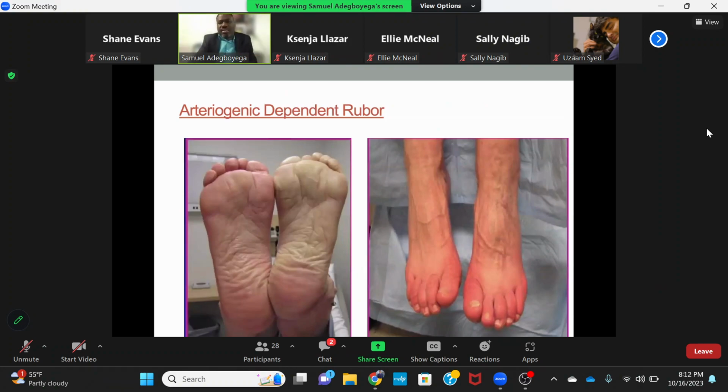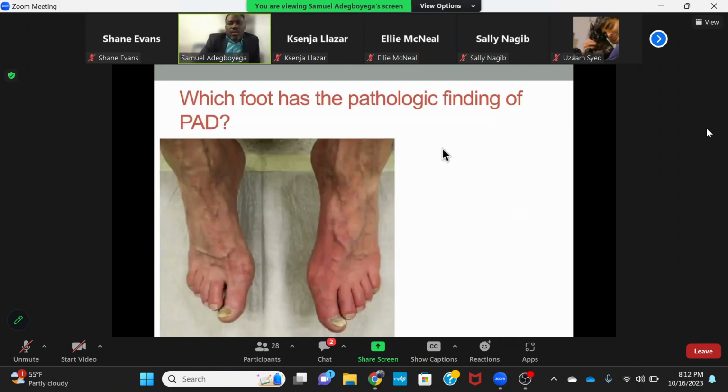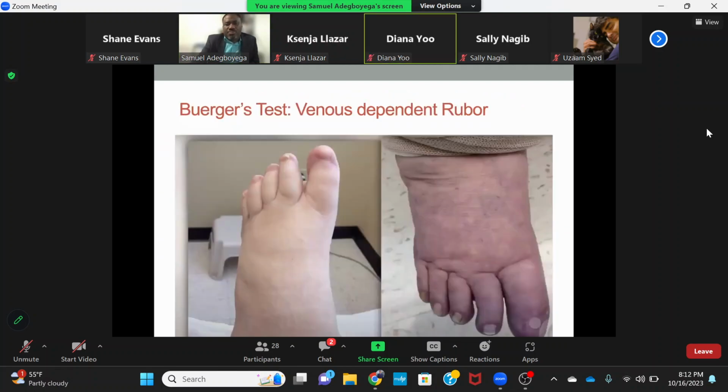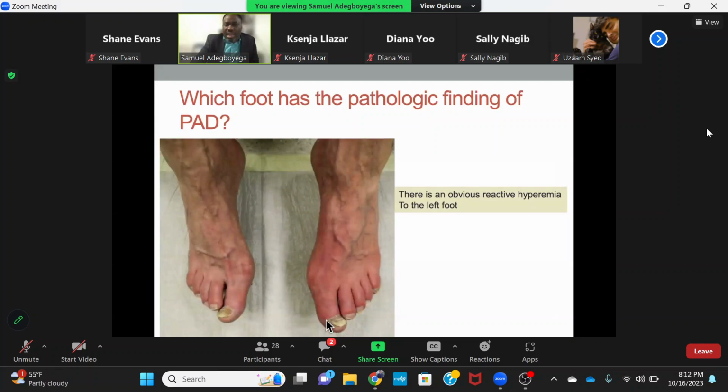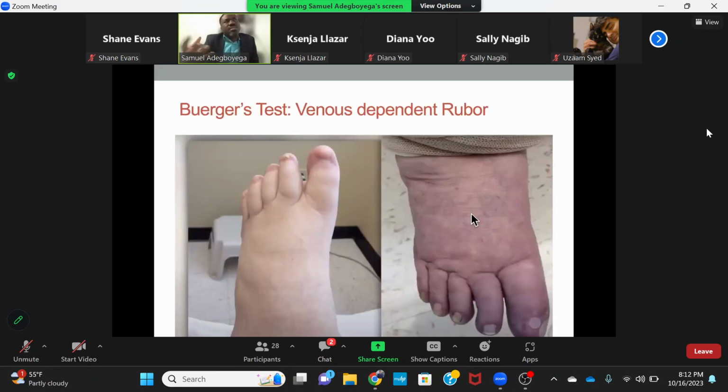Okay. Buerger's test, right? Which foot do you think has the problem? The right one or the left side? Left. The left, right. When you have a venous problem, if you look at this one, it's bright red, right? Whereas your venous is almost like, how do I explain it? It's almost like purplish red, okay? Purplish red.